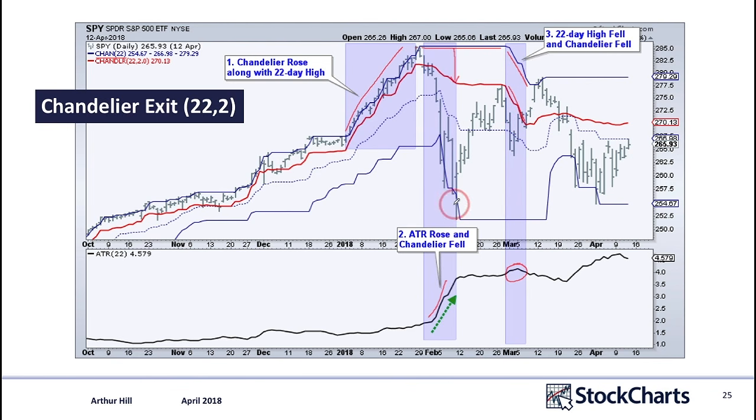And so you can see if you'd entered a mean reversion trade here in early February and used the Chandelier Exit, then you would have to wait until prices moved down, and then until the Chandelier Exit moved down and prices moved above the Chandelier Exit to get your exit set up.